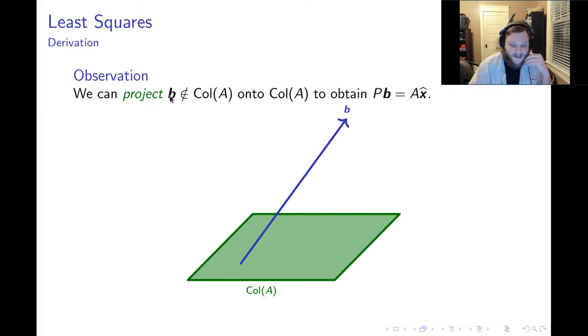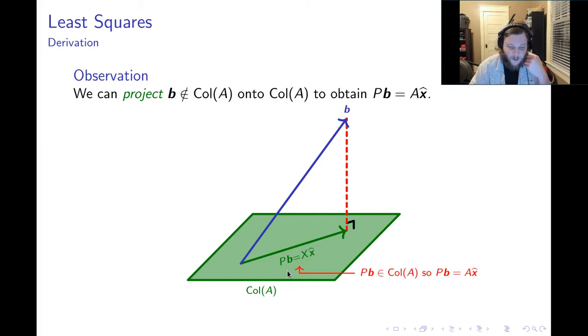We can project a vector b that's not in the column space of a matrix onto the column space of the matrix, and that gives us an equation. The equation is that the projection p b is equal to some linear combination of the columns of A, which is represented historically by A times some vector x hat. So the idea is that we're going to drop a perpendicular, an orthogonal ray from b to the column space of A here. That defines the projection, and the projection is equal to A times x hat here. So this capital X here should say A.